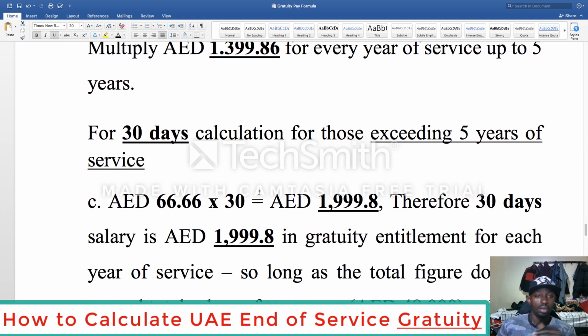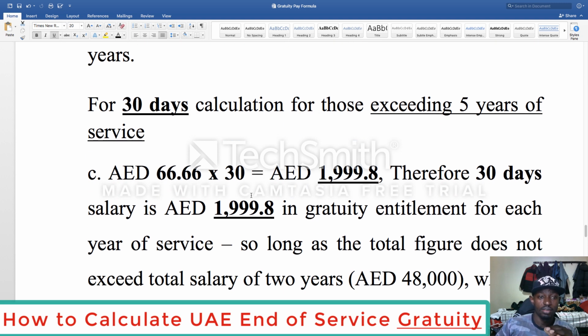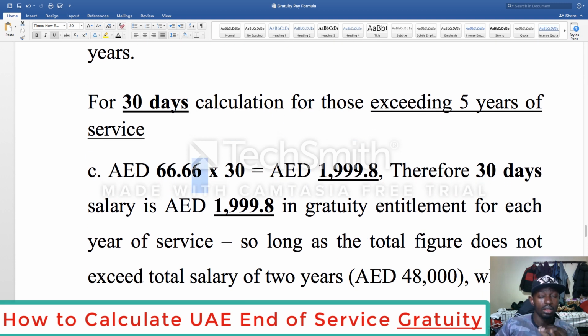Now, for 30 days calculation, if your contract exceeds 5 years, know that you're no longer dealing with 21 days. You now take the 66, which is your daily wage. Of course, we already saw the daily wage. How do you get this one? 2,000 divided by 30 will give you 66.66. Now, since you work for more than 5 years, you multiply this one by 30, which will give you 1,999.8.